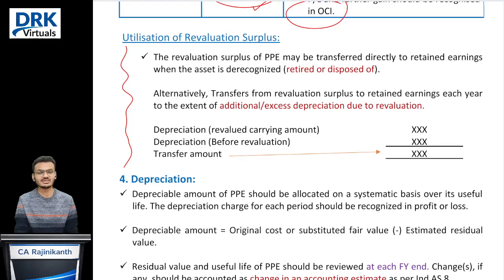You don't do anything every year. At the time of disposal of PPE or derecognizing the PPE, you do one thing. Whatever balance is available in revaluation surplus that is directly related to that particular asset, make a transfer of that amount from revaluation surplus to the retained earnings. So this is what the standard is saying, right?